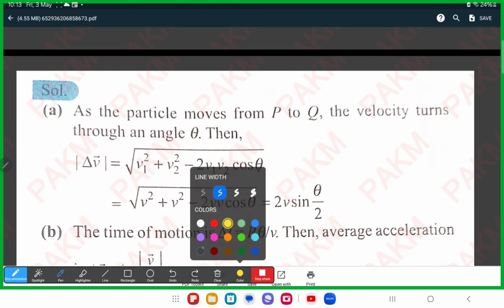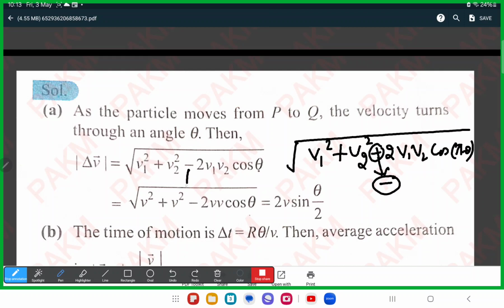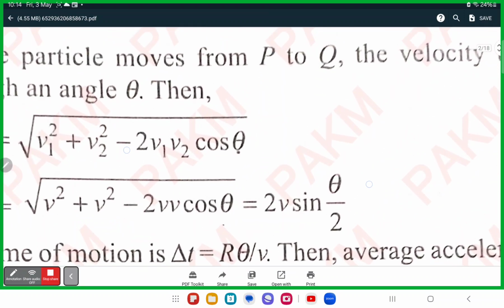The basic formula would be under root v1 square plus v2 square plus 2 v1 v2 cos phi minus theta, and cos phi minus theta is equal to minus cos theta. That's why there is a minus sign. Now afterward we can say, since the directions of v1 and v2 change but the magnitude is the same, that's why v1 and v2 we can keep as v. And afterward, let me show you how we calculate.